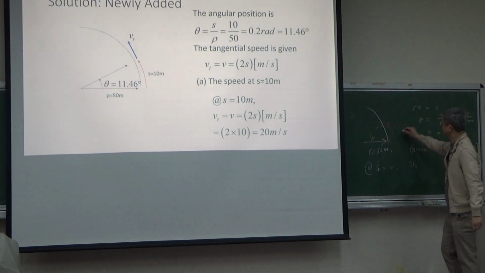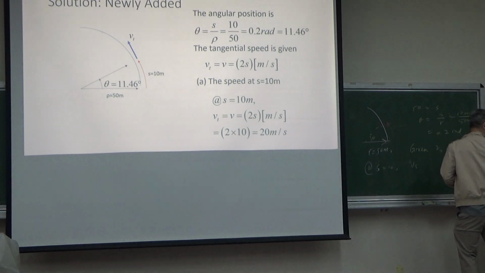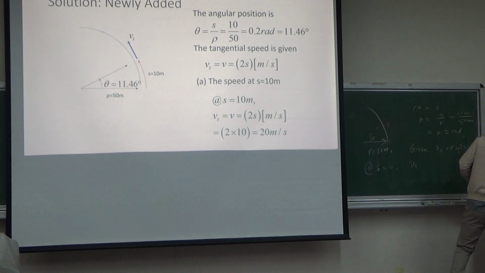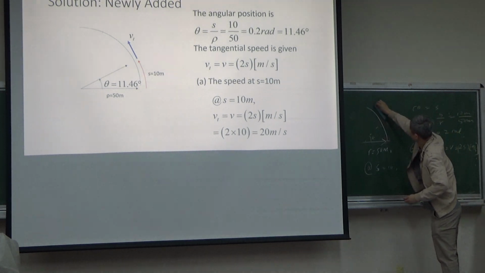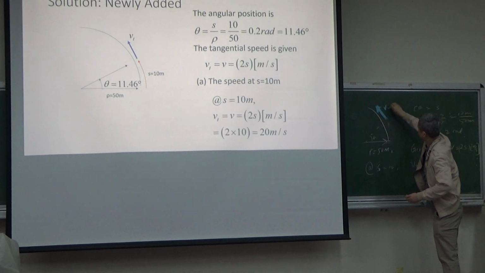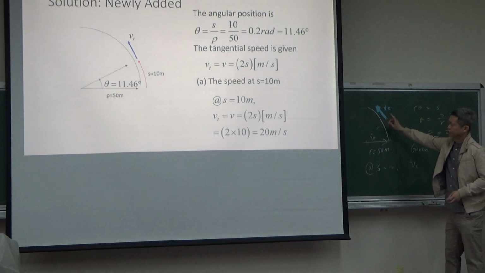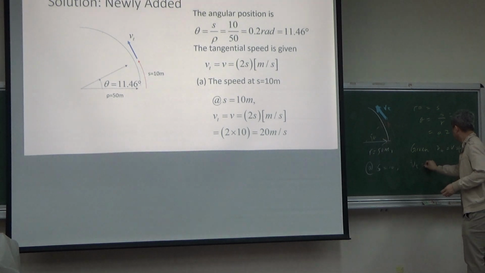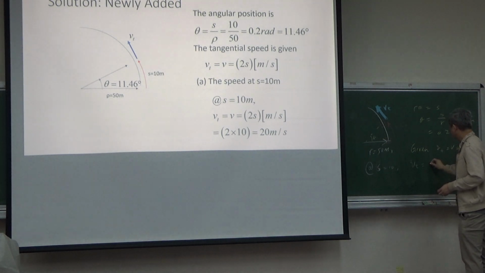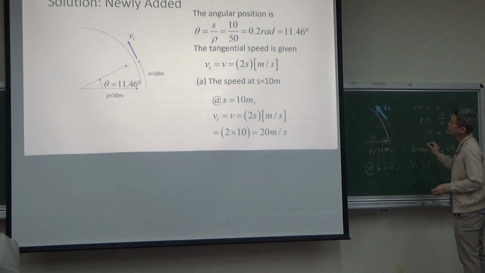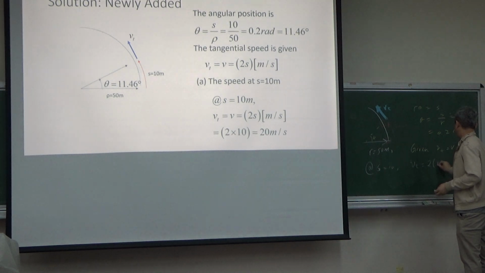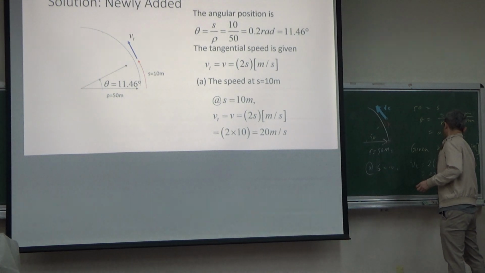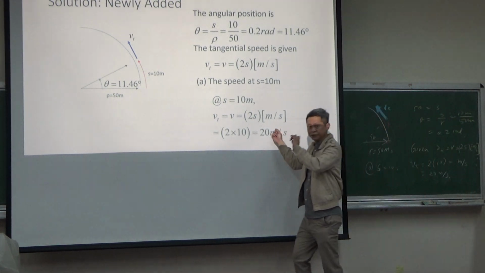The tangential speed is drawn like this. This is the tangential speed. Please make sure you are able to draw. And then next, again this is 2s. You are supposed to do the substitution. So this is 2 times s, where s is 10, in meters per second. That gives 20 meters per second upon the substitution.